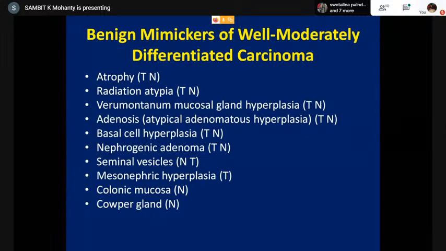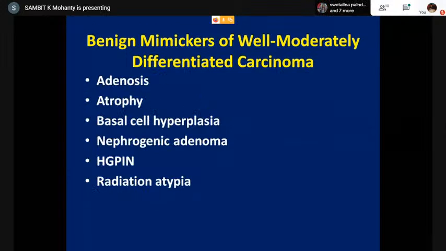The presence of seminal vesicle, again in needle core biopsy, is a problem. When you look at the granules and the texture of the cytoplasm and the nucleus, they look really bad and ugly, so don't be misled by that. You look at the muscle and the brown or yellow-brown cytoplasmic color to diagnose. In transurethral resection, you do see mesonephric hyperplasia. In needle core biopsy, you have the adjacent rectum, so that can be picked up. You see colonic mucosa, or if the needle has hit Cowper's gland, you see those.